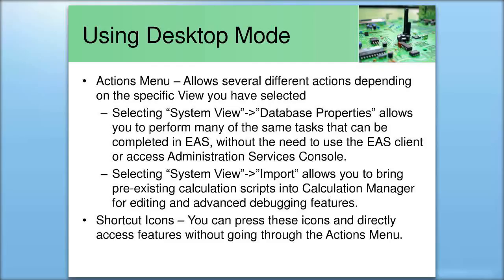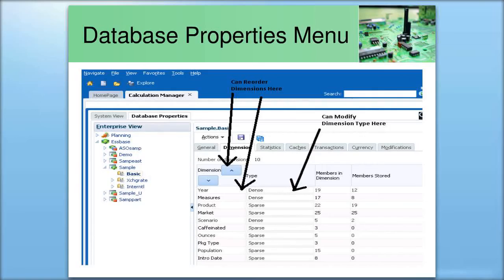One of the differences is that the database properties in Calculation Manager are actually a little bit more feature rich, which I have a slide on later. I'll show you that in the demo. Selecting System View Import allows you to bring pre-existing calculation scripts into Calc Manager for editing and advanced debugging features. I'm also including detailed instructions on how to do this later on in the presentation so that you can benefit from Calculation Manager immediately and explore its features on your own. These shortcut icons directly access features without going through the Actions menu. It's just the same options that are available in the Actions menu. It's just faster. It's just preference. I said it gives you lots of options though.